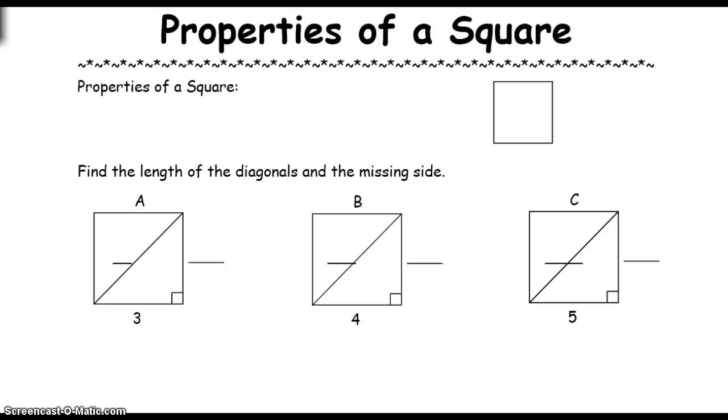Right, today we're going to be talking about the properties of a square, and we're going to be talking about some special right triangles. So not only are we going to say what a square is, we're going to show you how it turns into a special right triangle. There's a couple things you should know about a square.